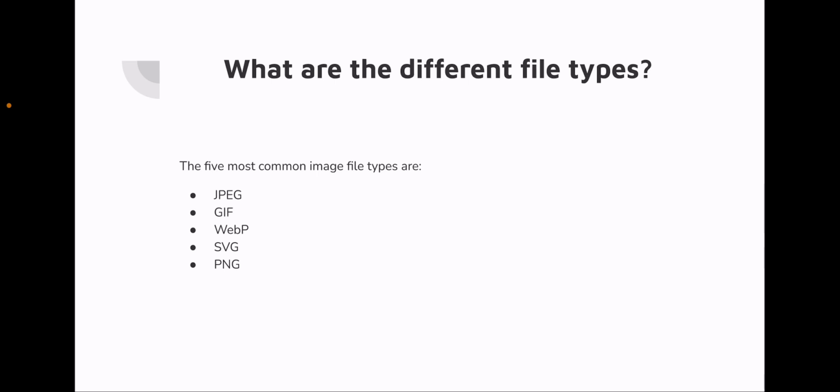So what are the different file types? The five most common file types are ones that we've probably all heard of, at least most of us. There's JPEG, GIF, WebP, SVG, and PNG. So let's talk about all those.